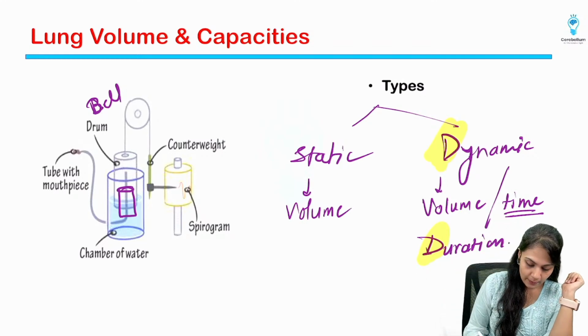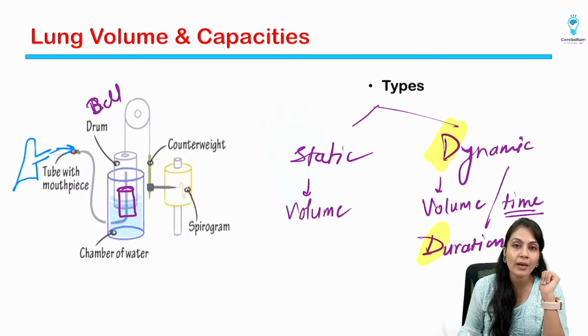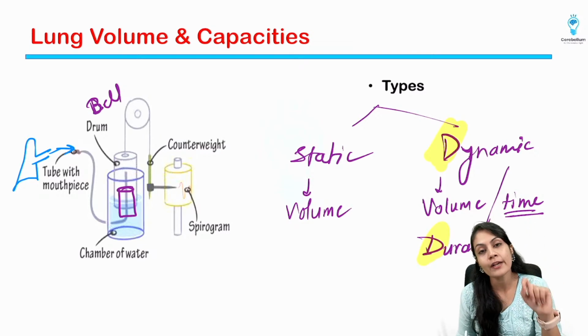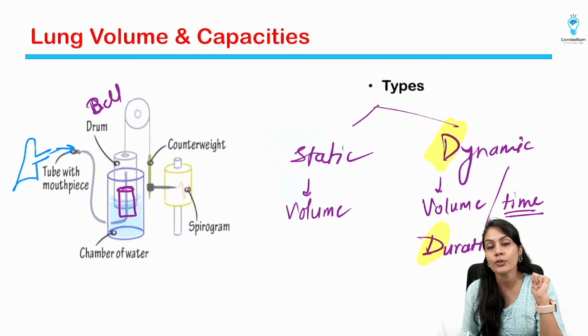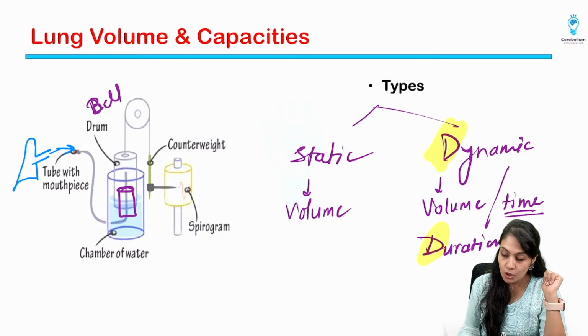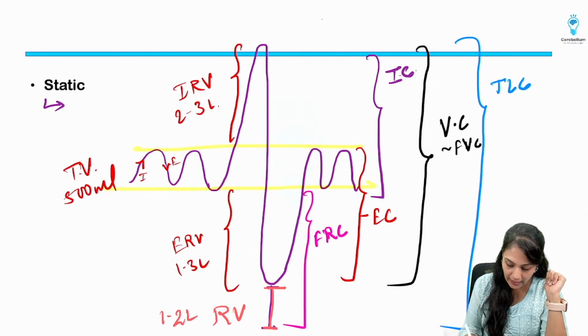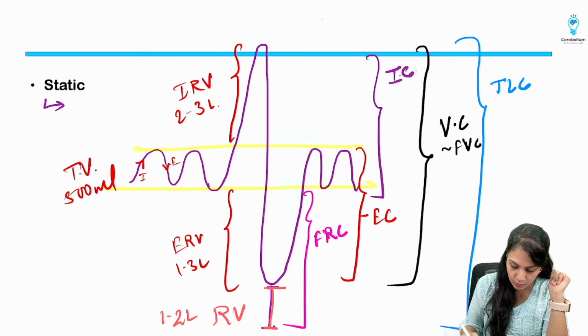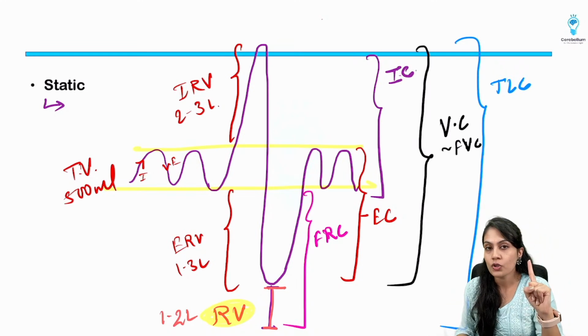So the person expiring and inspiring from here, whatever amount is coming out of the lung through the mouth is going to go in this. But whatever amount of air remained in the lung, I'm not going to get the graph of it, isn't it? So that's why please remember that whenever the RV is involved, we cannot measure that volume. So the first thing we cannot measure is RV.